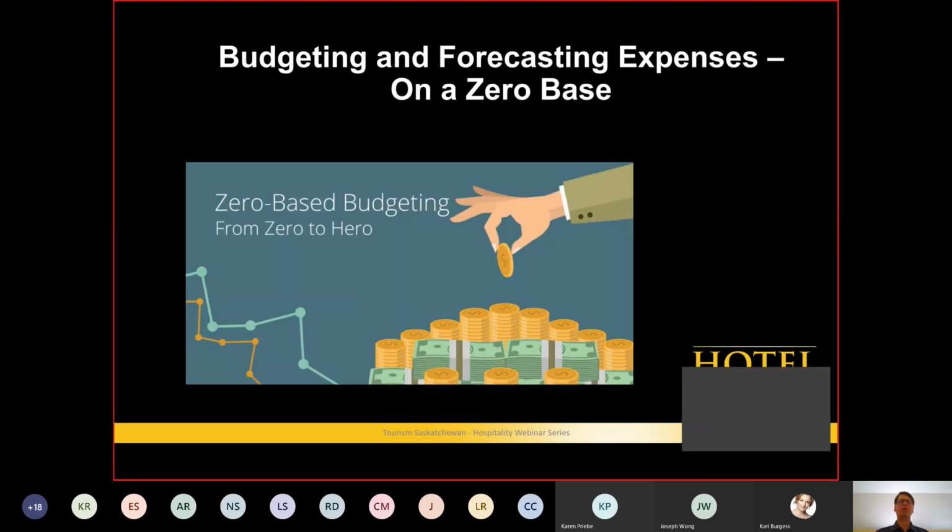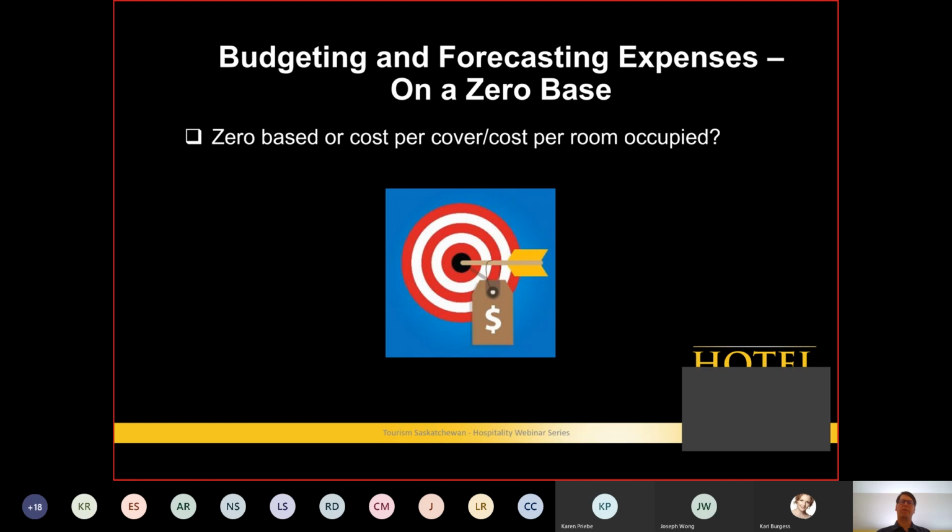Okay, I want to talk about budgeting and forecasting expenses using a zero base. So as the picture indicates, we're going to go from zero to hero. So this is a really fundamental way in which we can do our expense budgeting that's going to allow us to actually really know what's going on. So zero-based expenses are nothing new, but what they are essentially is the opposite of doing our budgets based on a cost per cover or a cost per room occupied or a percentage of revenue. I mentioned in the beginning, telling the story about the GM that I worked with that wanted his budget done this way. And as far as I'm concerned, all budgets should be done this way.